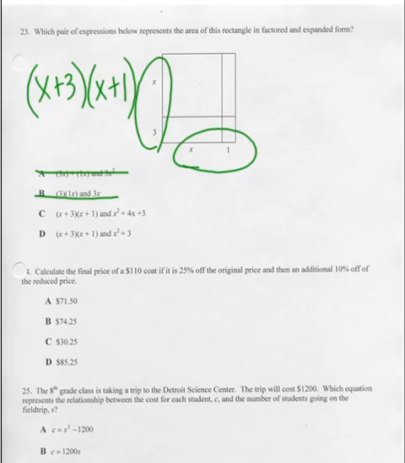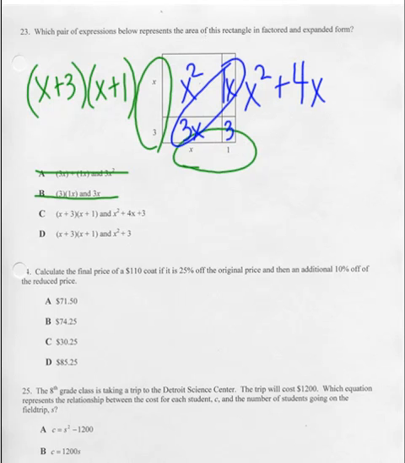Now we can look at the expanded form. If you're not comfortable doing the distributive property, you could fill in the boxes. X squared, 3x, x times 1 is 1x, 3 times 1 is 3. If you simplify that, you have x squared plus 3x and 1x, they're like terms, 4x plus 3. That would leave you with answer C. Please do not forget to combine your like terms or completely forget to write them, which is what this one looks like.